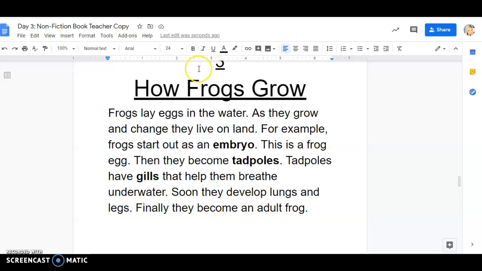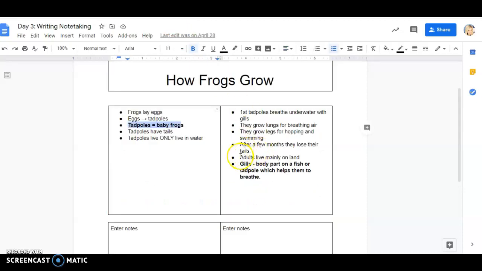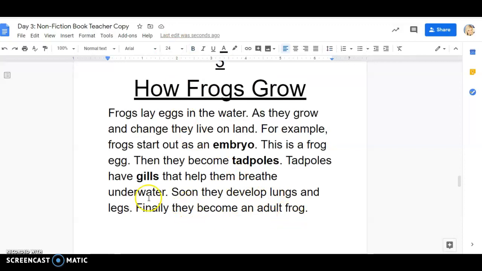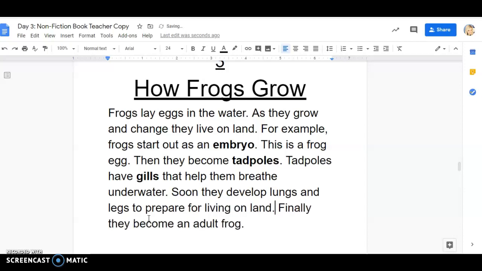Here, I like that since I talked about the tadpoles living in the water, I'm going to put adults live mainly on land. Oops. And I want to put it right before here. Soon they develop lungs and legs to prepare for living on land, period. There we go.